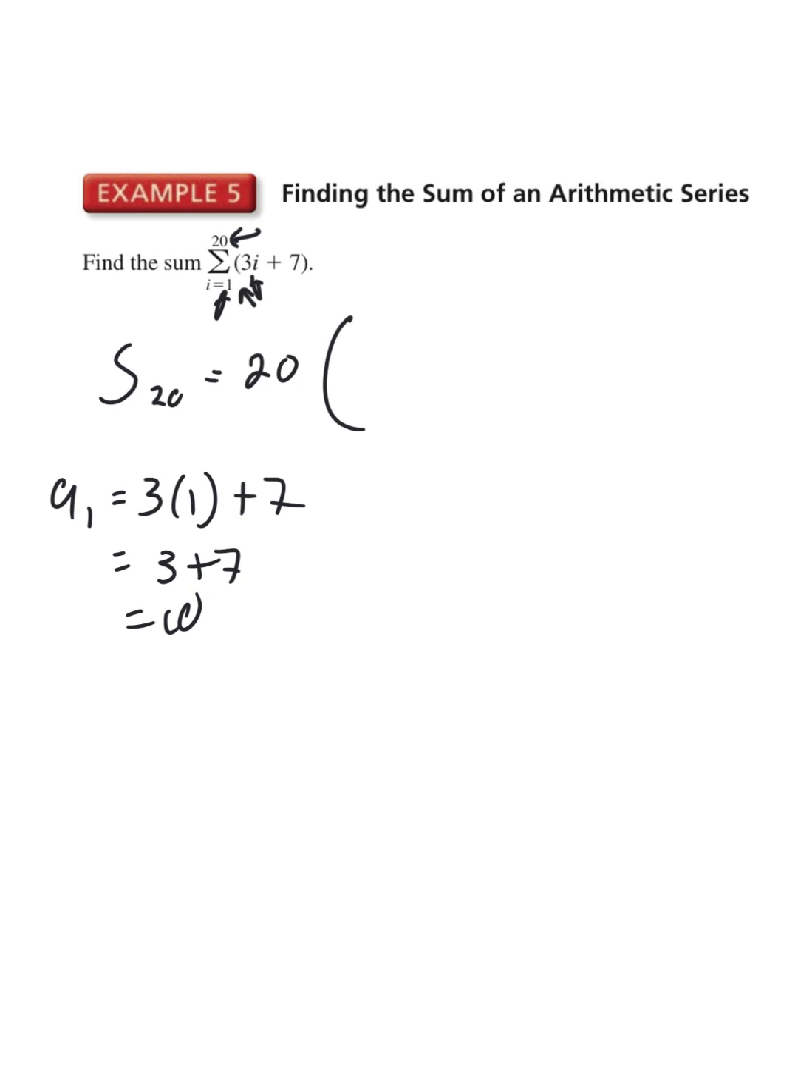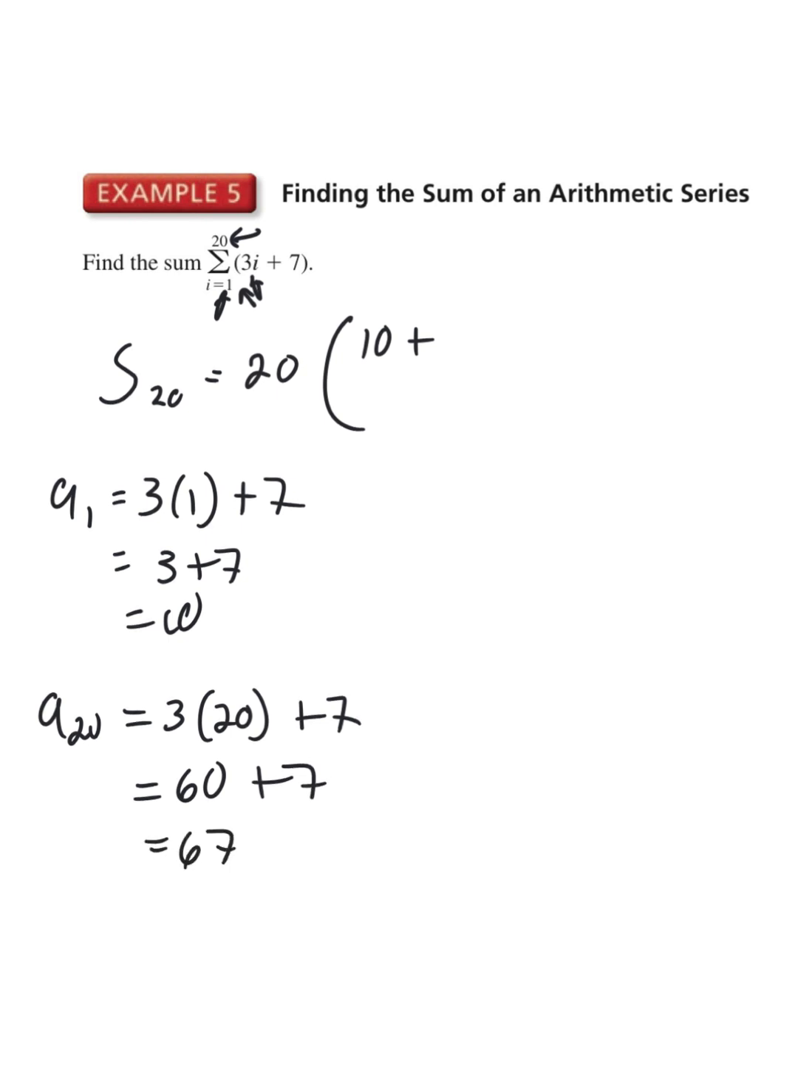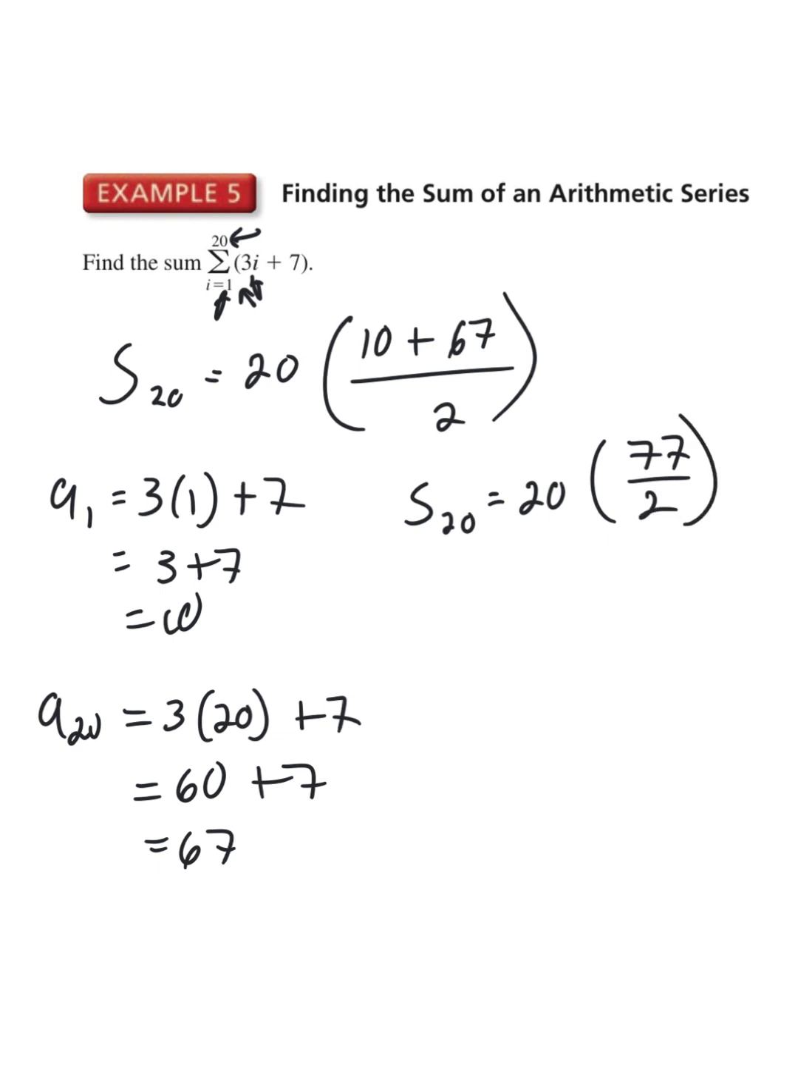So I'm going to go ahead and do 10 plus, let's find a20, which is the last one. So 3 times 20 plus 7. So that's going to be 60 plus 7. So it's going to be 67. After plugging it in, we're going to divide this by 2. So we get that S20 is 20 times 77 over 2. I'm going to cross simplify right here. So I get that S20 is actually going to equal 770.